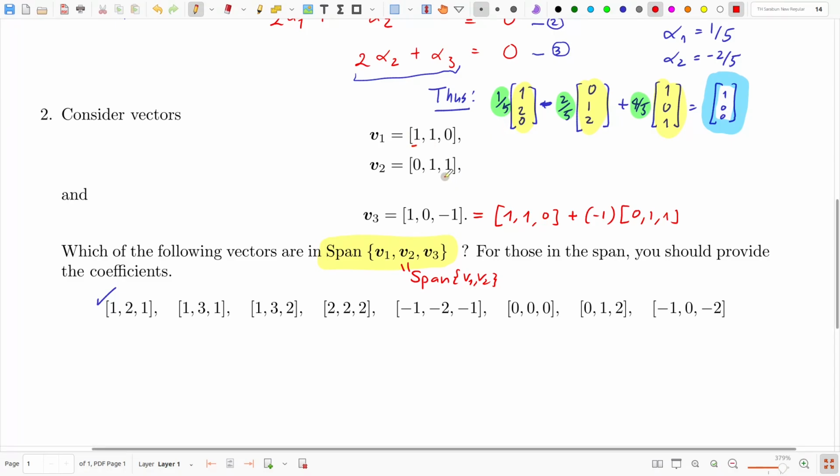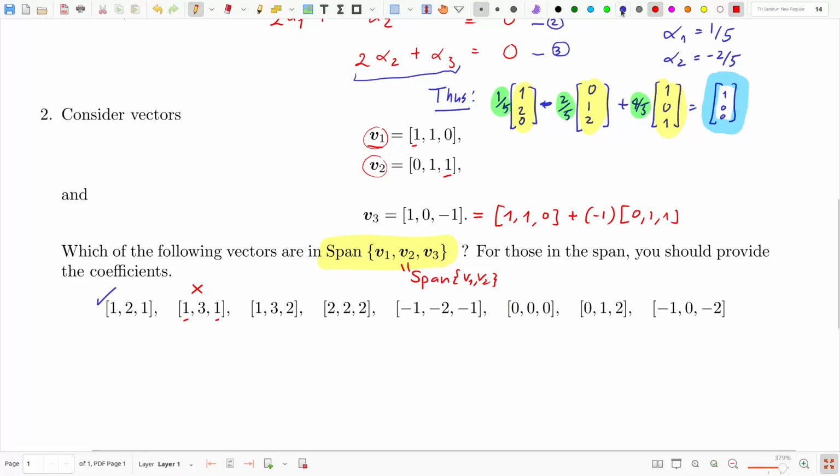Think about this. This is 1 and 1, right? To get 1 in the first column, you need 1 unit of v1. To get 1 in the last column, you need 1 unit of v2, and that's it. You only have two vectors, so you can get 1, 2, 1, but you cannot get 1, 3, 1. So this is not in the span. Try to work on this.